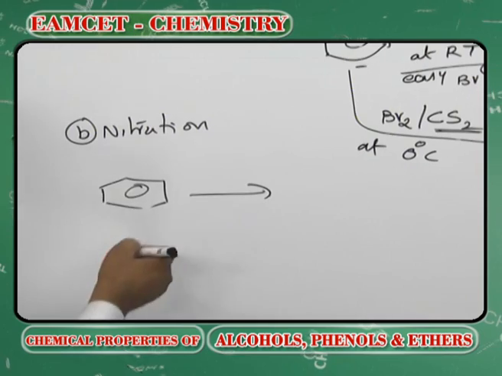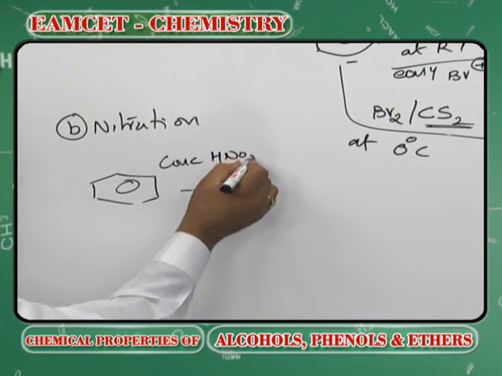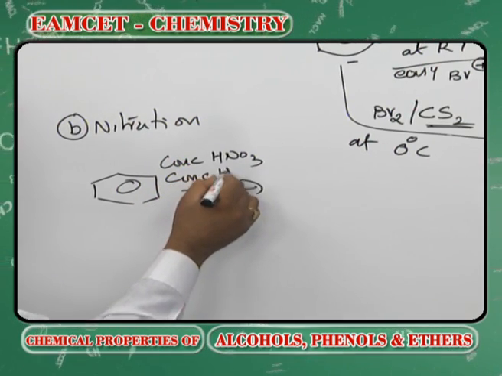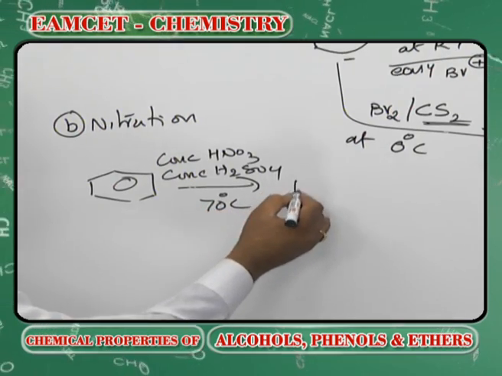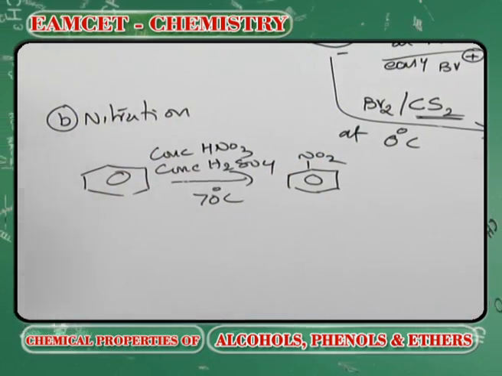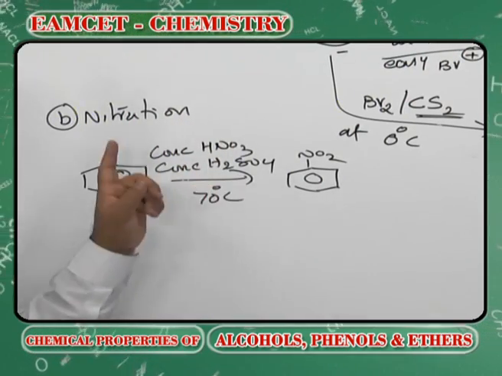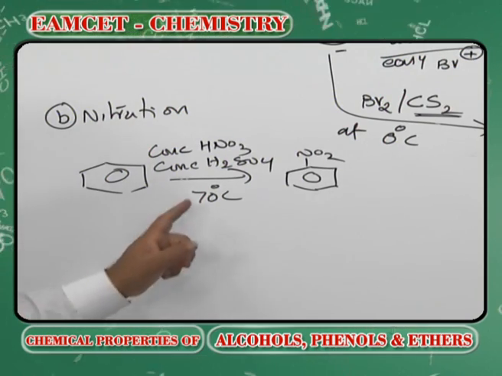Compare the nitration of benzene. Benzene needs concentrated HNO3, concentrated H₂SO4 and heat it around 70 degrees centigrade. If you heat it, you will get 1 nitro group. With all this difficulty, what is the difficulty? Reagent is concentrated, a catalyst is used, sulfuric acid, you are heating.